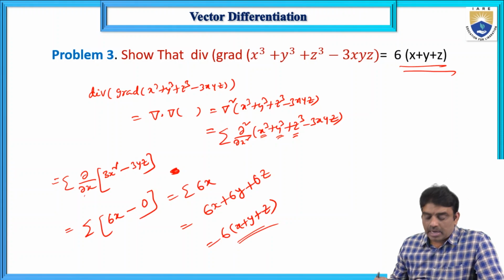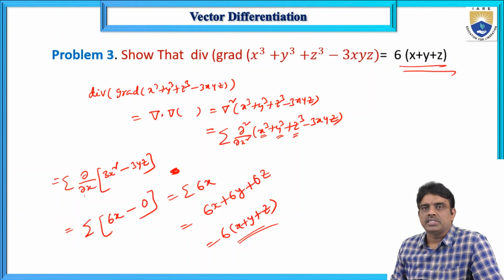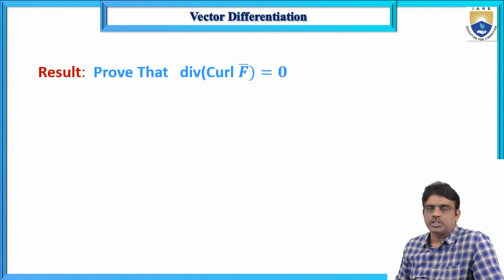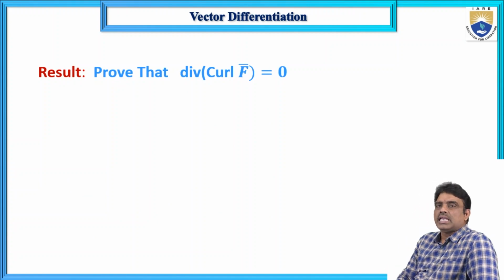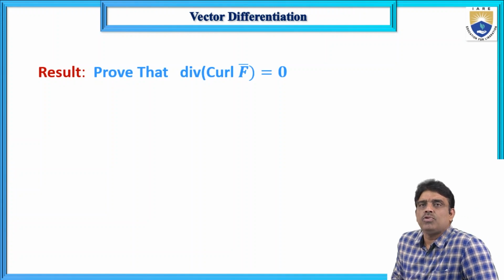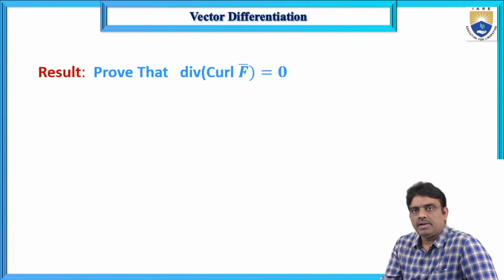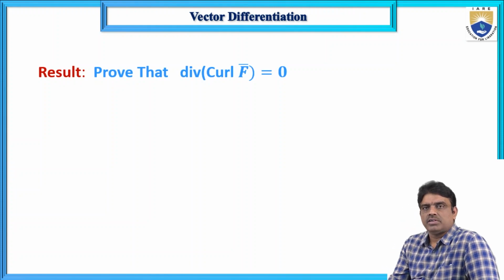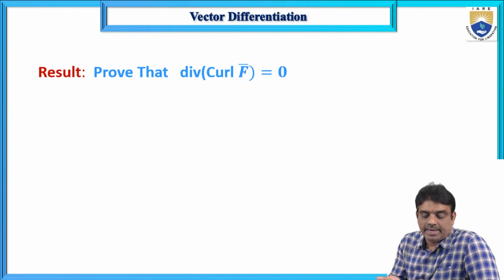Similarly, you can find curl grad phi, div curl f bar. Those are also the operations of del on repeated functions. Prove that div curl f bar is 0. Divergence of curl f bar. Curl can be applied only on vector point functions. Divergence also can be applied on vector functions. And phi means scalar function. Scalar function you can apply using the gradient, grad phi.